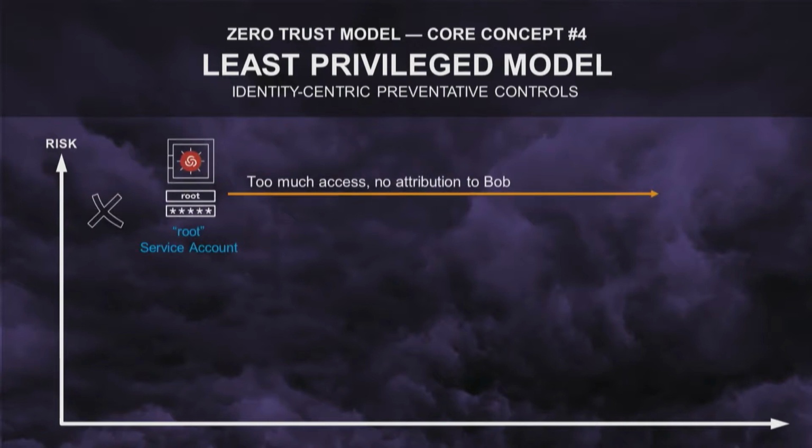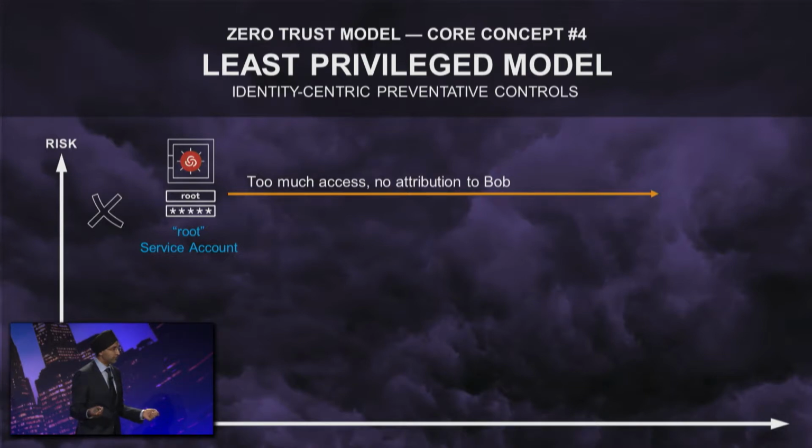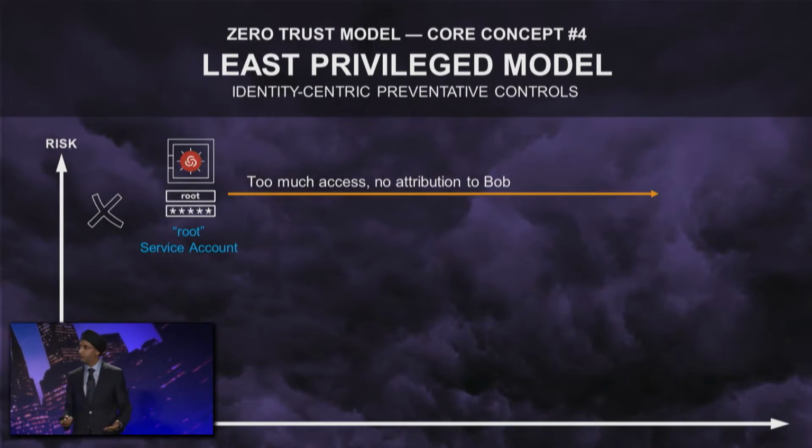Here's an example of something that's not right. I'm going to shift from the Salesforce example and give you a server in a data center. Here's Bob. He's got too much access. You can see that he's got too much access because the risk level is high. And he's got a flat line in terms of access. At any point in time, every person in your organization should have zero access. They should only have access when they need it.